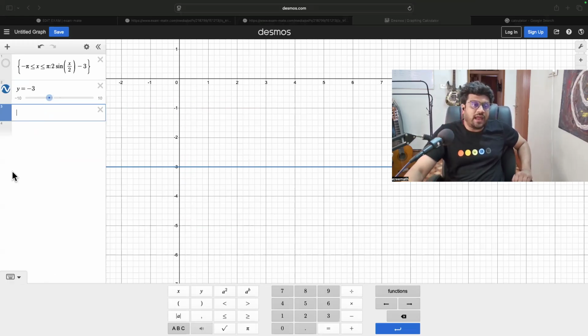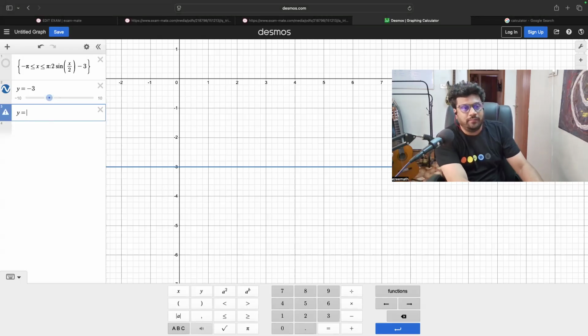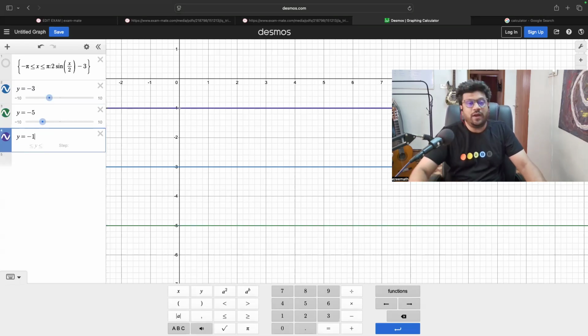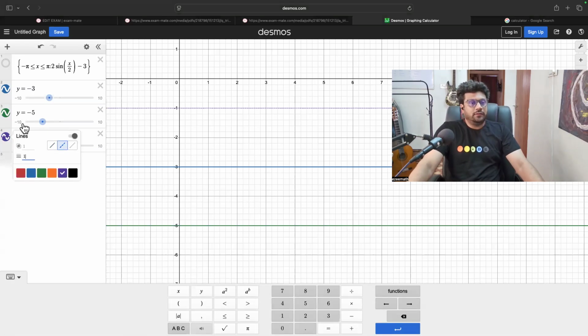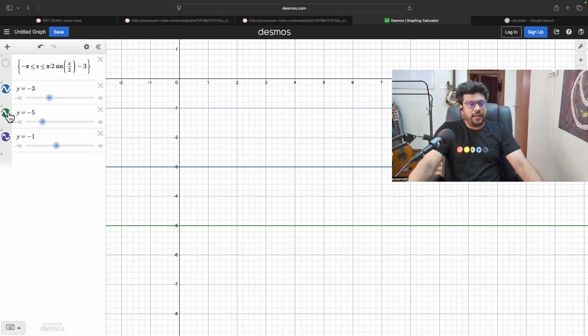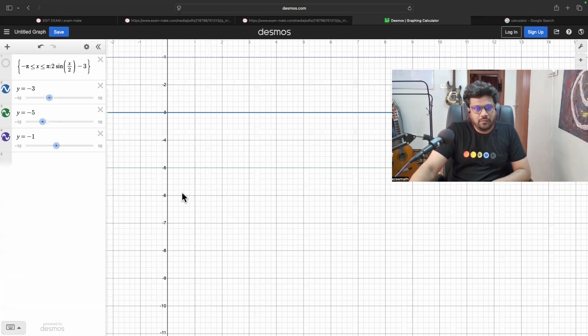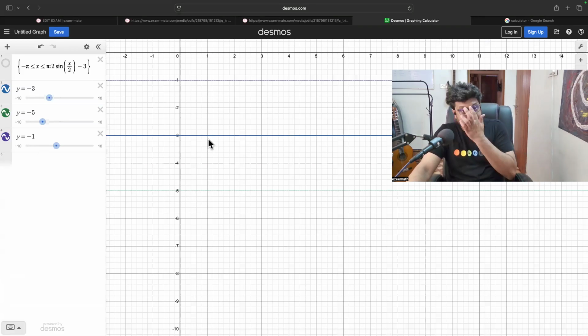I'll make sure that I have them lightly showing on my sketch, y equal to minus 5 and y equal to minus 1. Let's make them a little light. There, make them this light. Okay, these are the extents now: y equal to minus 5, y equal to minus 1, and y equal to minus 3.